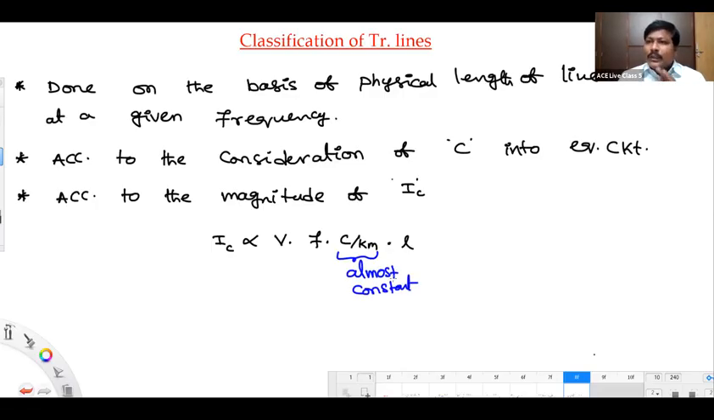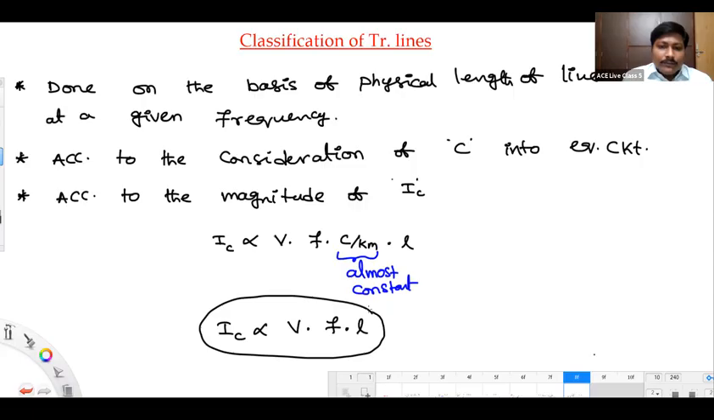So from this point onwards, I can say this charging current mainly depends upon operating voltage, frequency, and physical length of the transmission line. Okay, let's come back to these criteria. What we have written are 3 criteria. Which criteria are we going to take among these 3?